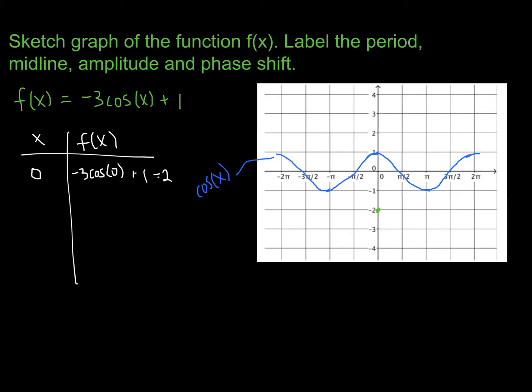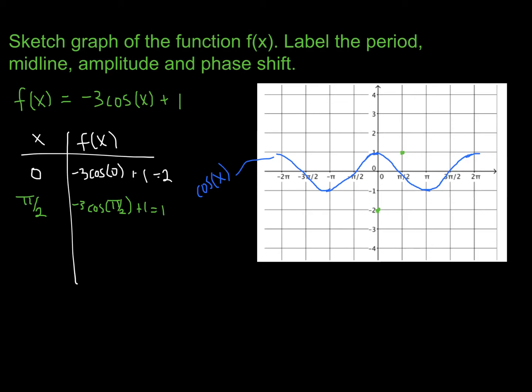All right, so I could keep going through here, and I'll do just one more using the table to help us out a little bit. And if I plug in pi over 2, negative 3 times the cosine of pi over 2 plus 1, and the cosine of pi over 2 is 0, so negative 3 times 0 is 0, plus 1 is just going to be 1. And so I now have at pi over 2 a value of 1.